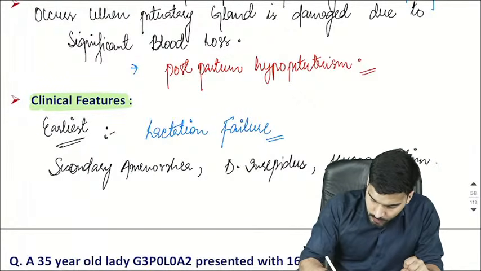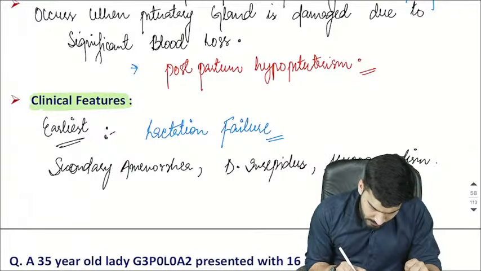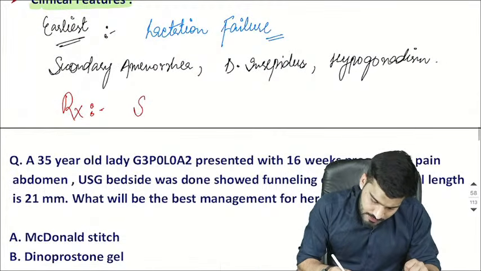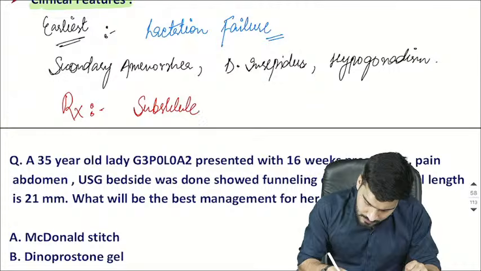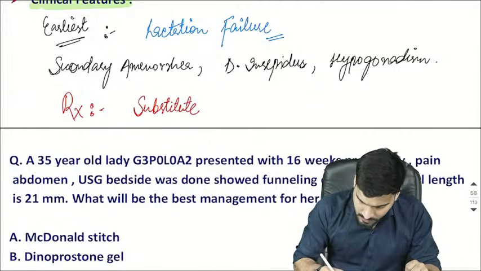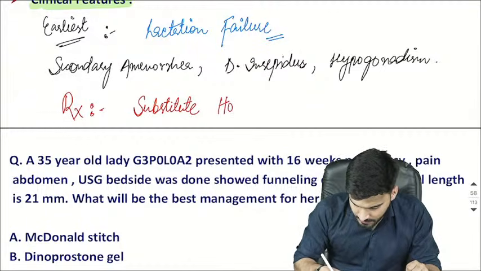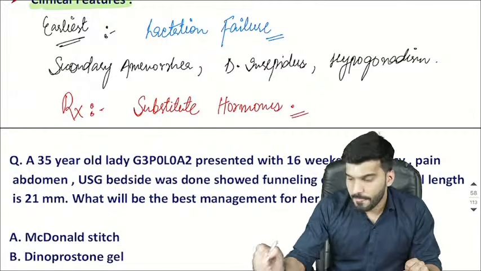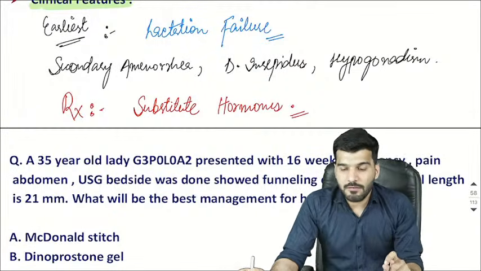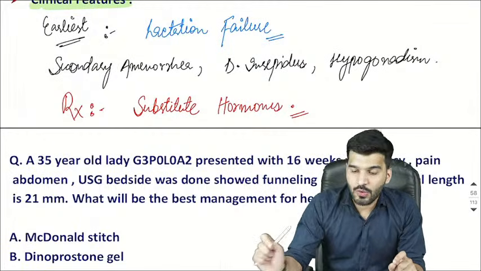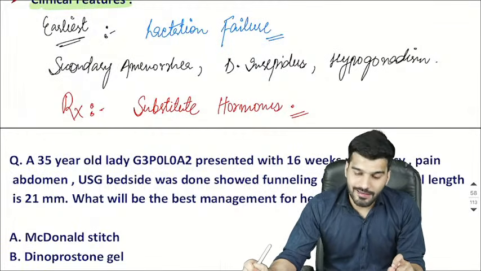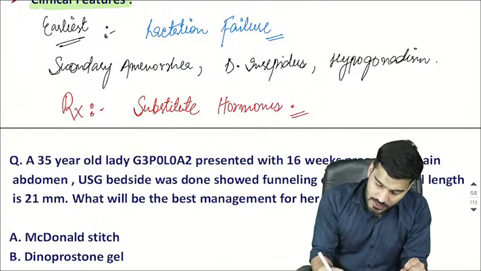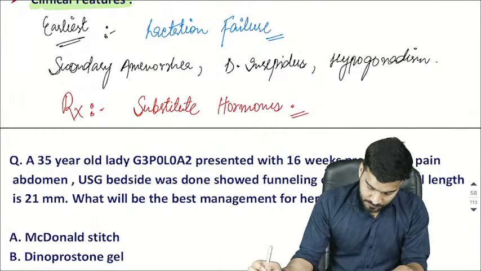So what is going to be the treatment? The treatment is simply we substitute the hormones. Okay, and on the MRI we have a classical sign. What is that sign called? That is called the pituitary ring sign. We call that sign a pituitary ring sign. Clear? Now let's move to the next question.